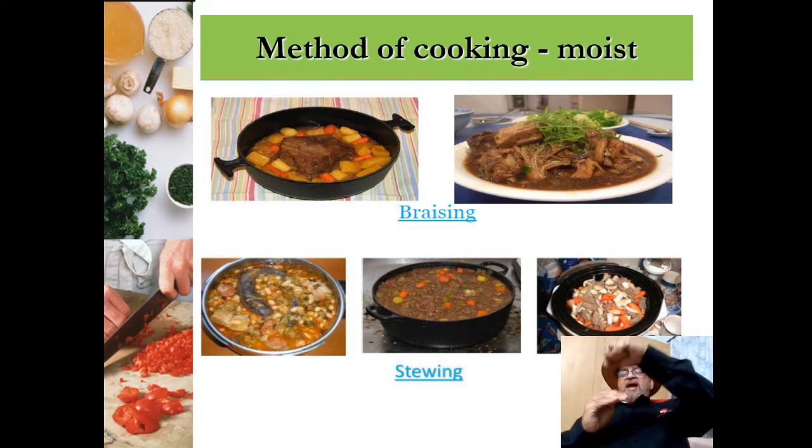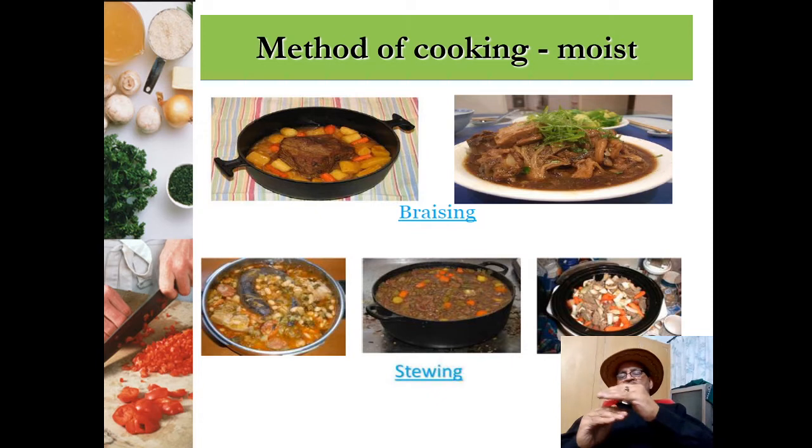When the lid is clamped shut on top and the food is cooked on a low flame, then what happens? The food which is submerged in water gets boiled, and the food which is above the level of the sauce or gravy or water gets cooked with the help of steaming. So stewing is a combined method of boiling and steaming.